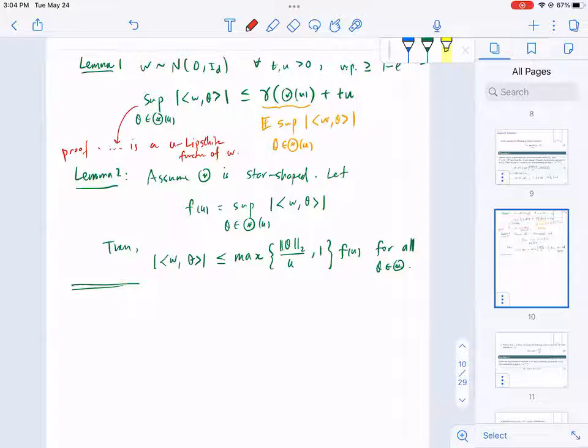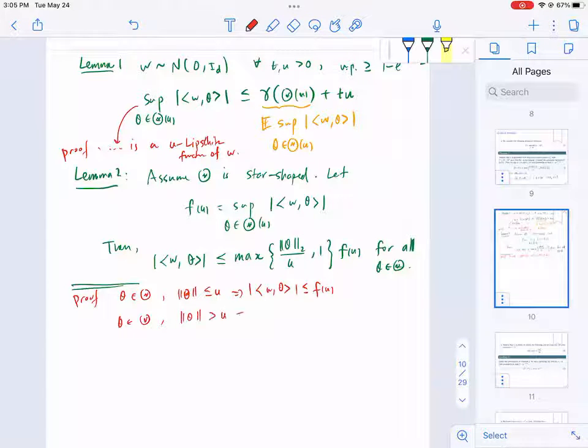So if theta is in capital Theta and norm theta is less than U, it's already in this set. So we know that this is bounded by f(U) by definition. That gives me this part, so it is upper bounded by this, which is this case. But what if theta is in here and norm theta is bigger than U? How should I control this?